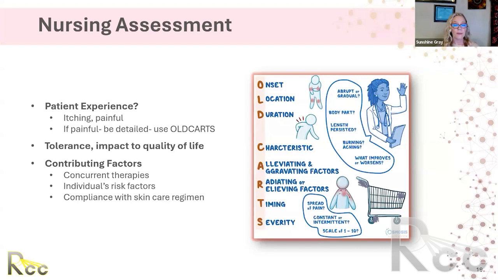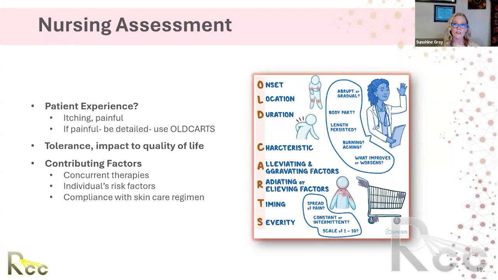We think about head and neck patients who have trouble with swallowing sometimes. We think about breast patients who may not be able to lift their arms because they may be getting some irritation or tightness of the skin. So we just want to be really thoughtful about noting how the patient is experiencing radiation dermatitis. And then also, are they on concurrent therapies, or do they have individual risk factors such as eczema that might be increasing the effect to their skin?